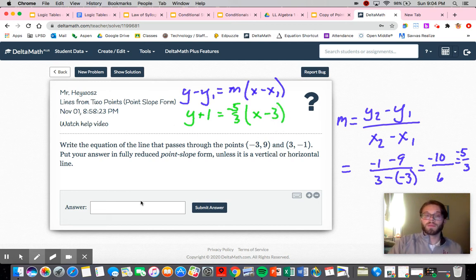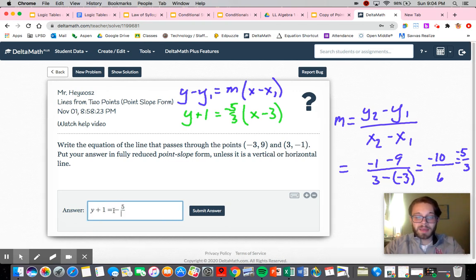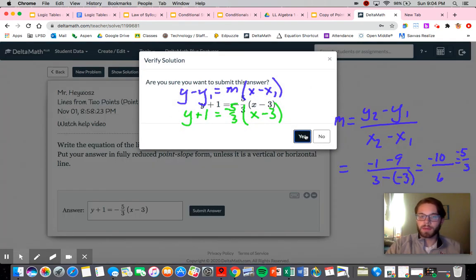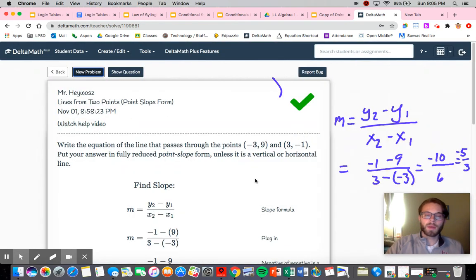Now, in the event that you were doing this on Delta Math, first of all, it will accept either of the lines, but you have to be careful with how you type this, for the obvious reason that you have fractions. So -5 divided by 3 in parentheses, x minus 3. Okay, so that should work, and we'll double check, make sure we didn't make any mistakes, and we're good.